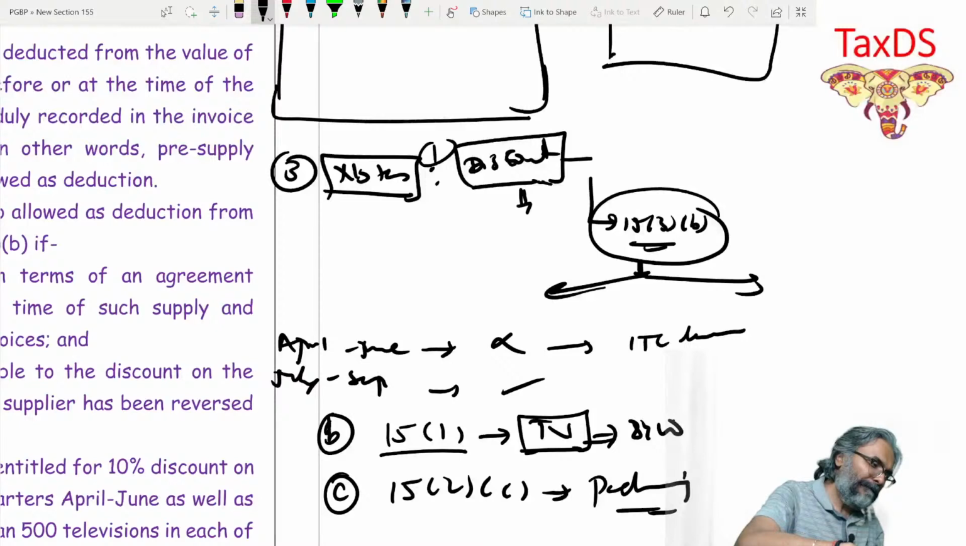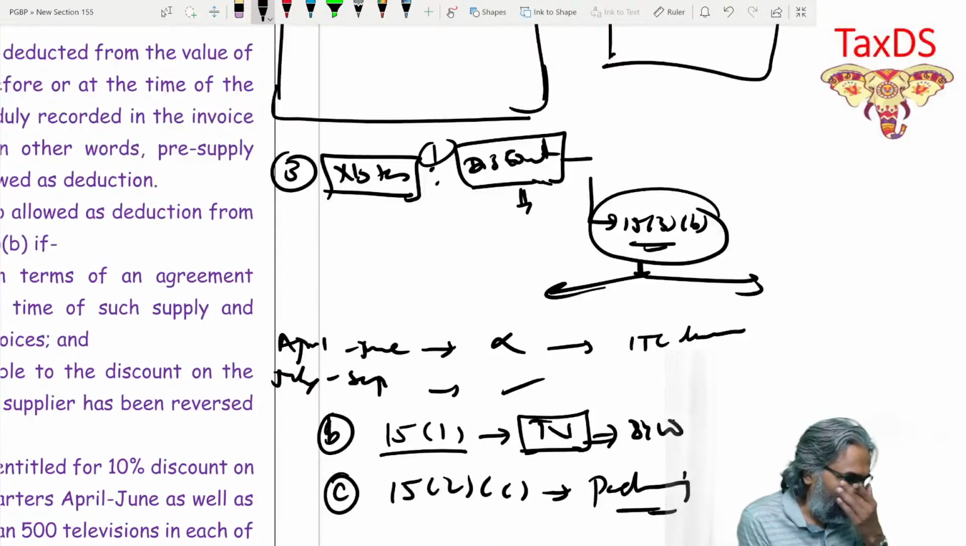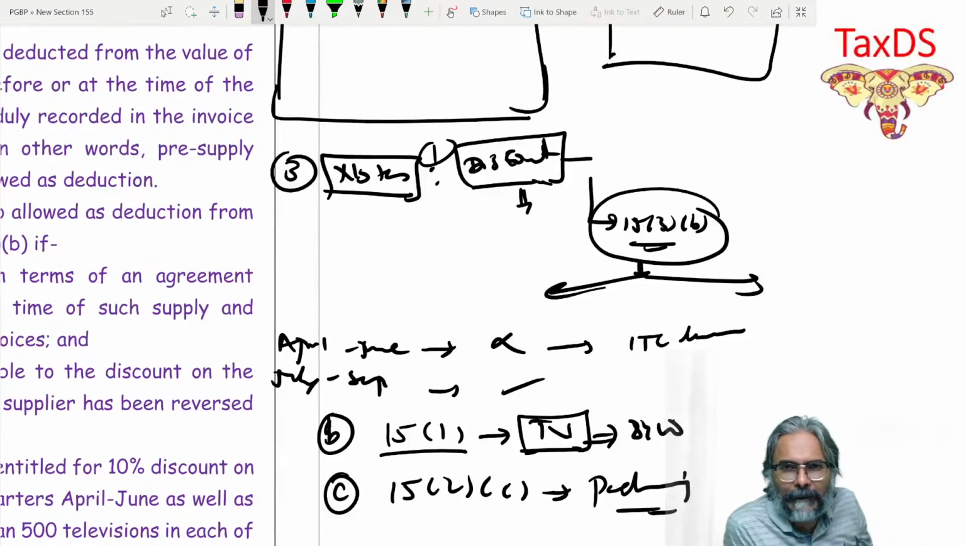That is how it would be. Is the format clear in your mind? Every one of you are clear. This has to be there if you want to get full marks. Choice is yours, student.